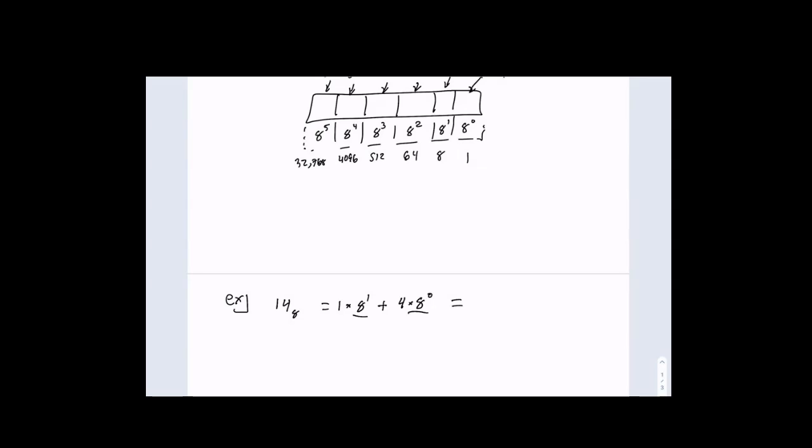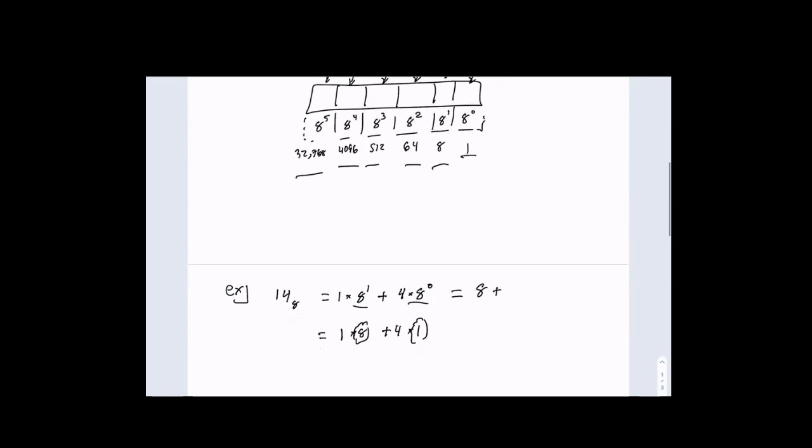8 and then 32. No. No? 8 to the 0 is 1. Oh, you're right. I didn't see that. Yeah, so sometimes we even will redo it as 1 times 8 plus 4 times 1. But really it's 8 to the 0. So it is indeed helpful to rewrite these numbers as what they are over here.